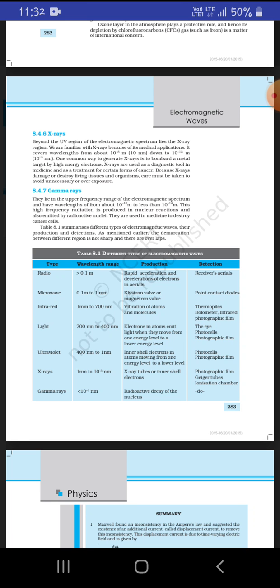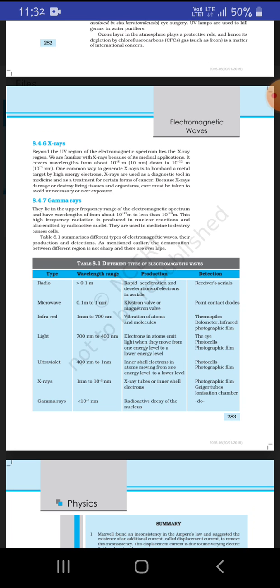Next is X-rays. Beyond the UV rays, the electromagnetic spectrum lies in the X-ray region. We are familiar with X-rays because of their medical application. In medicine they do a scan if there is a problem in your leg, or a bone is broken, or anything else. They use X-rays.